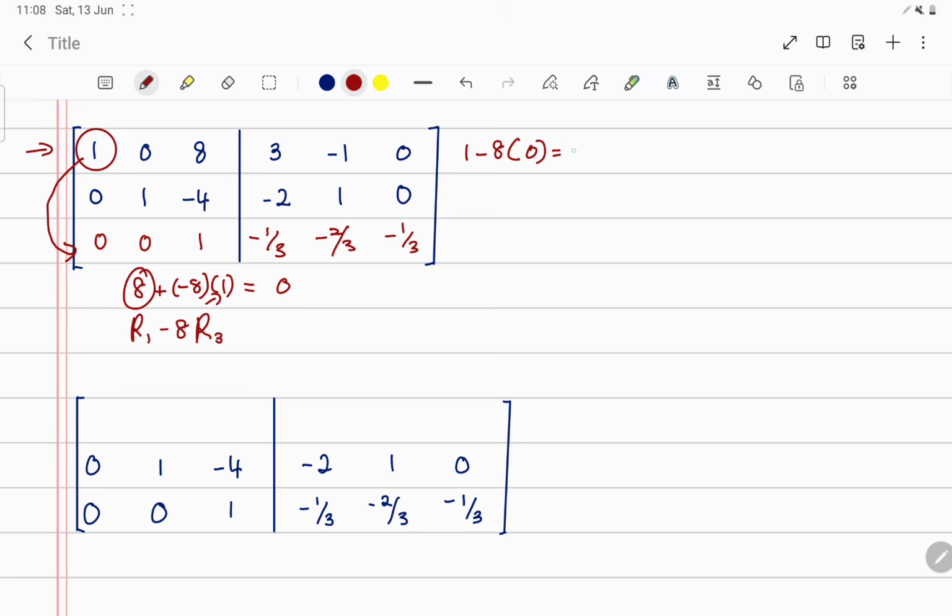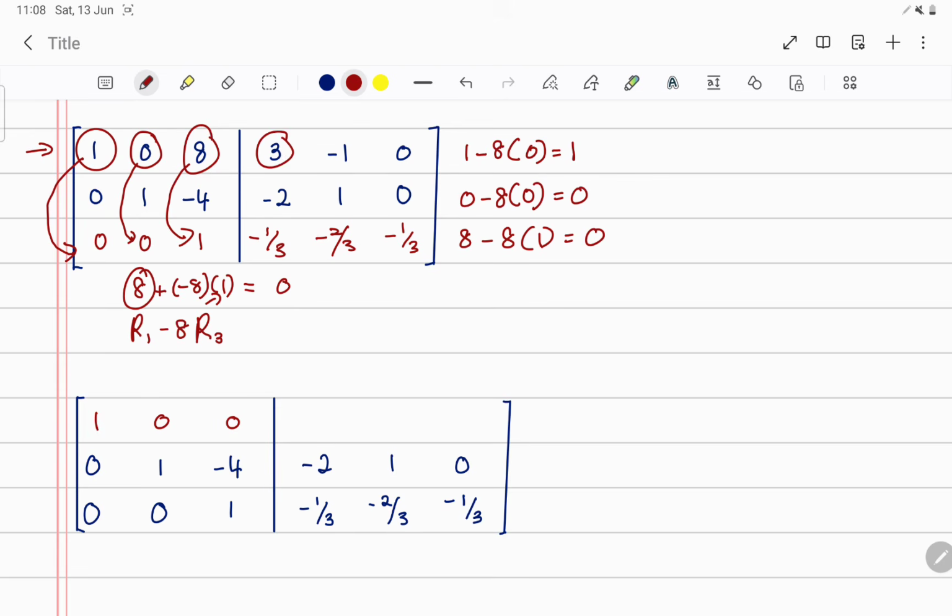1. Then you put 1 here. Then the next one we have 0 minus 8 multiply with R3, which is 0, equal to 0. Then you put 0 here. The next one you have 8 minus 8 multiply with R3, which is 1. You're going to get equal to 0. Then you put 0 here.